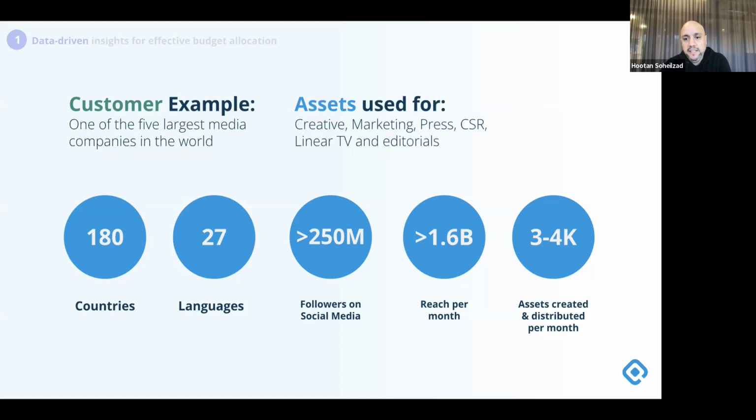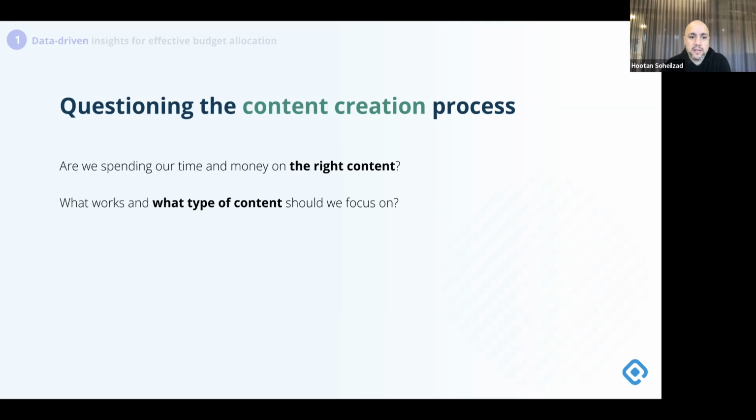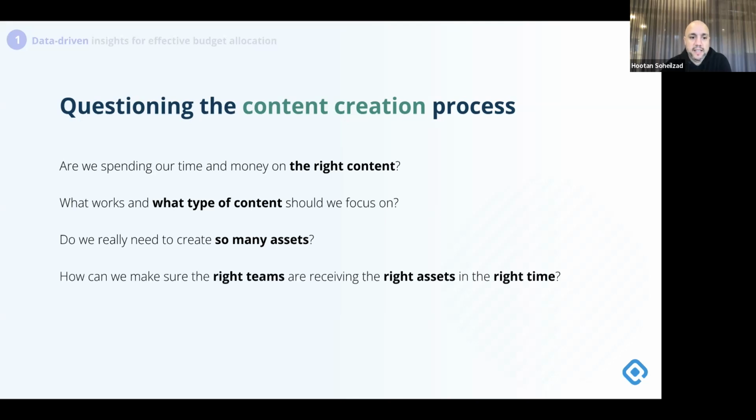And they are creating 3,000 to 4,000 assets and distributing them through QBank today. That's per month. So the challenges that we were facing were: are we actually spending our time and money on creating the right type of content? What kind of content works, and what should we focus on? And do we really need to create so many assets? And also, how can we make sure that the right teams are receiving the right assets at the right time? So those were the challenges that they were facing.